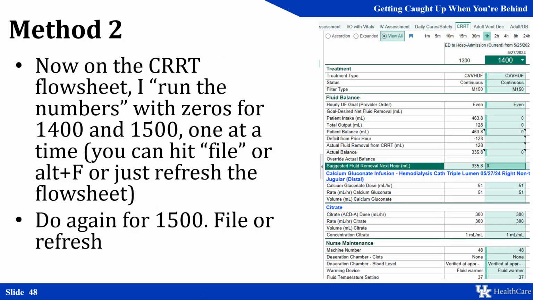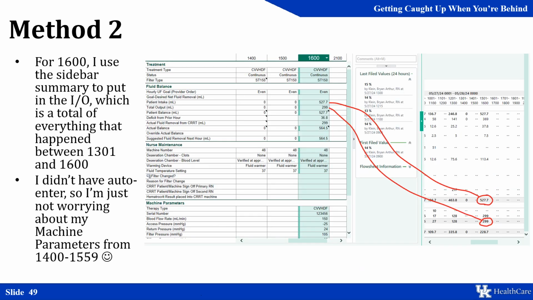Now when we go back to the CRRT flow sheet, you will have to run the numbers with all zeros for 2 o'clock and 3 o'clock. You can see here that I've just put all zeros in and filed. Make sure that you hit file between each time column in this case because you won't be leaving the flow sheet. Thus, I'll chart all zeros for 2 o'clock, file, all zeros for 3 o'clock, then file. Finally, at 4 o'clock, I can use the numbers from my sidebar summary pictured here and put them all in at once.